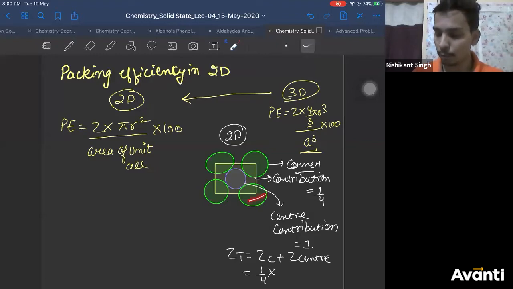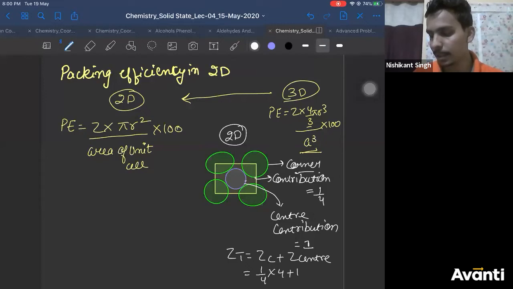1, 2, 3, 4. So 1/4 into 4, plus this central particle completely belongs in the unit cell. Right? Contribution is 1. How many such particles are there? 1. So it will be 1 into 1. That means Z value is 2. So Z total comes out to be 2.